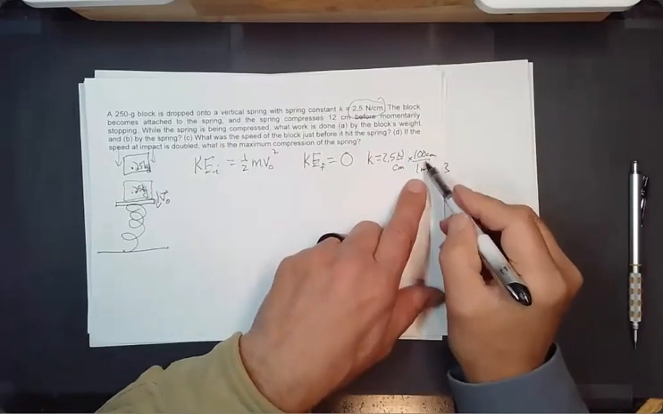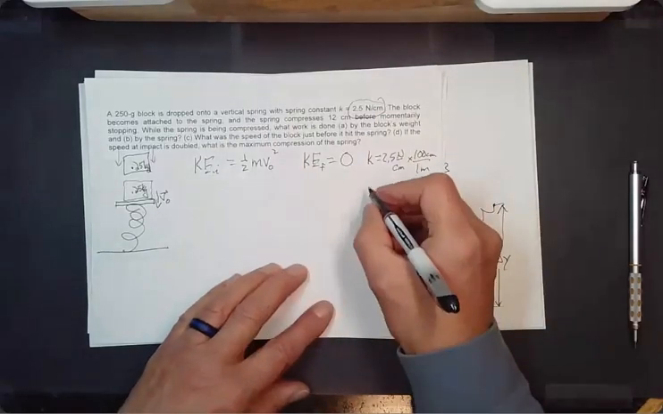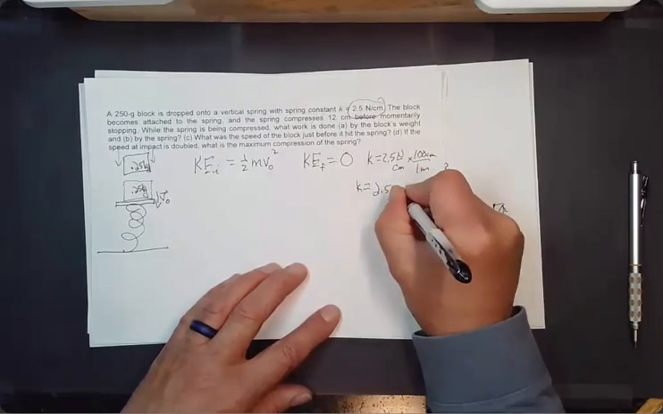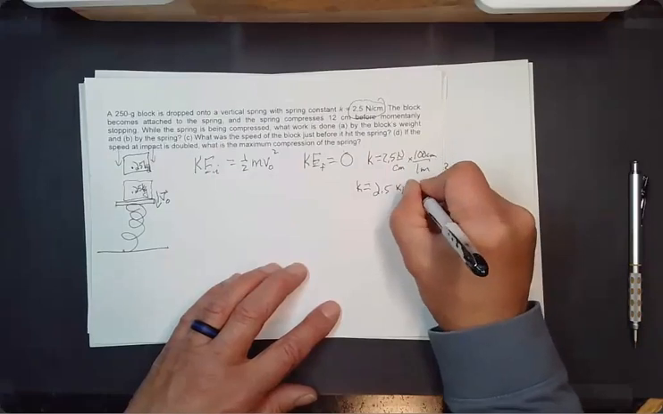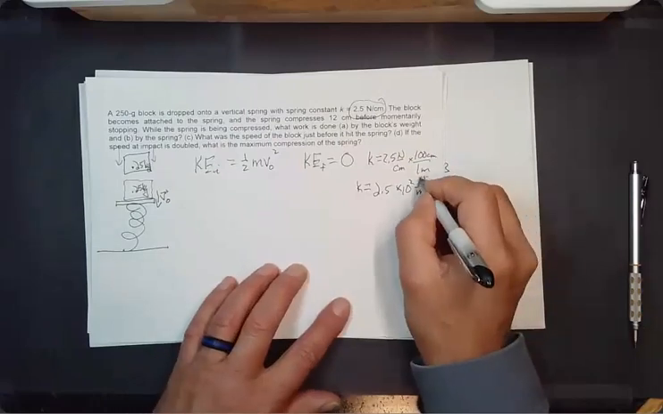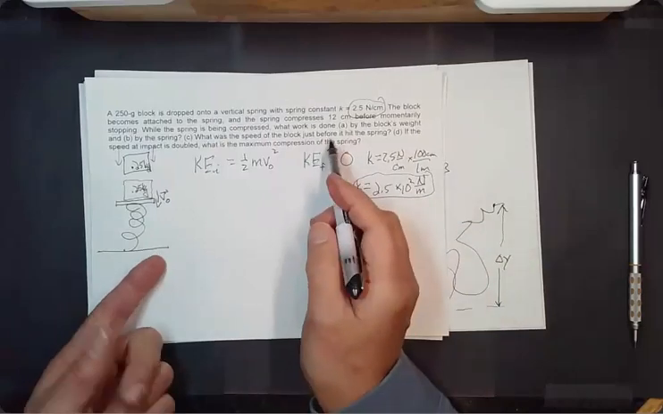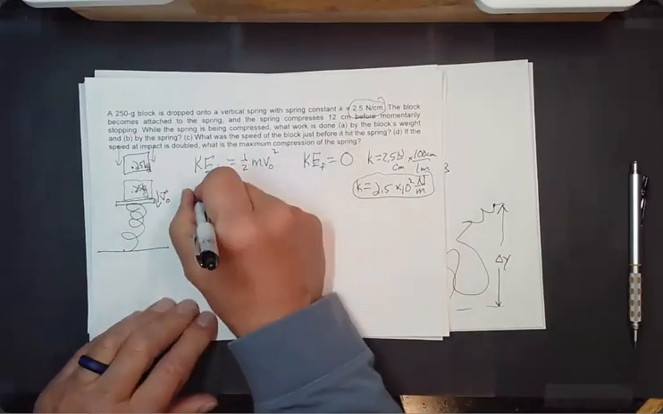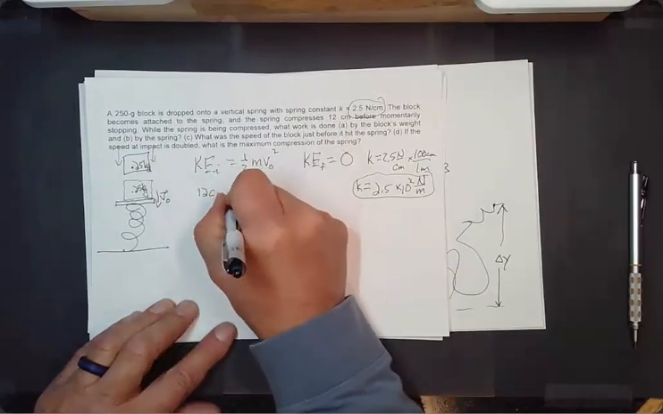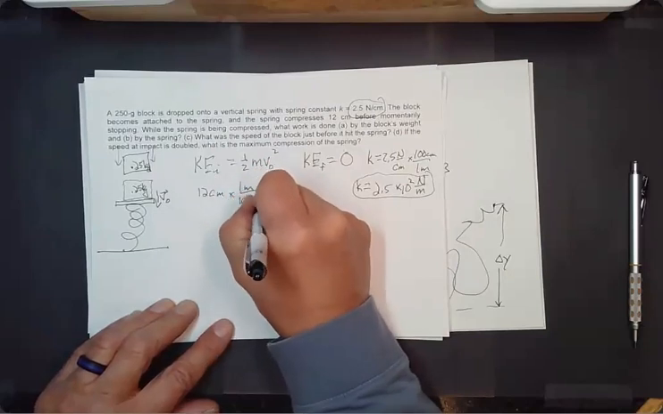Now, this is an exact conversion factor, so I'll keep my 2 sig figs, and I end up with K equal to 2.5 times 10 squared newtons per meter. Okay, so there's my spring constant. That'll help. And I've already converted the 12 centimeters. If you can't do this in your head, just multiply 12 centimeters by 1 meter over 100 centimeters.